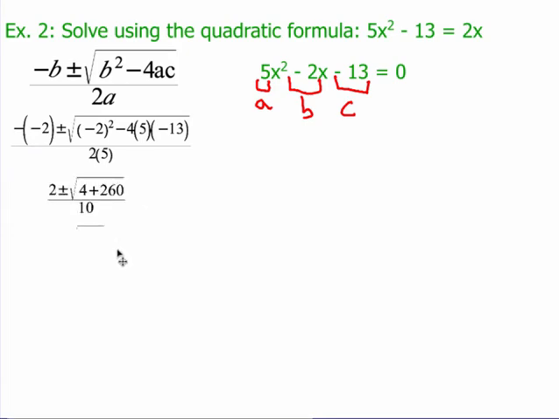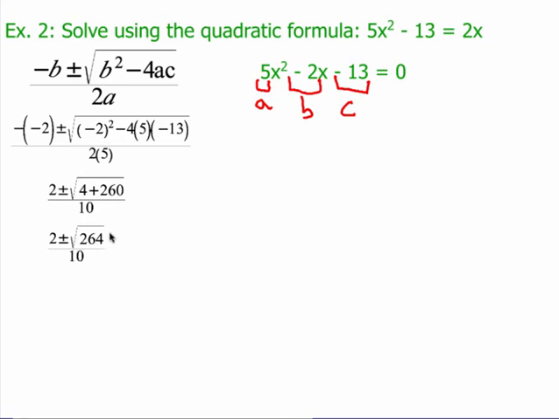All right, see how I plug them in here. Simplify some things out. Negative negative 2 is positive 2. Negative 2 squared is 4. Negative 4 times 5 times negative 13 is positive 260. And 2 times 5 is 10. Now, 4 plus 260 is 264. 264 is not a perfect square. So this is not going to result in an integer. In fact, I'm not going to get an integer for any of my answers at this point.